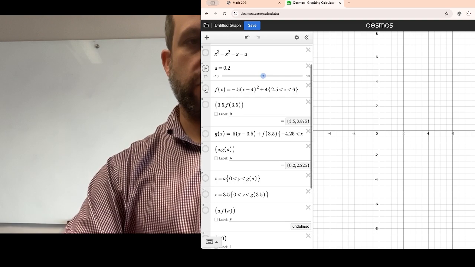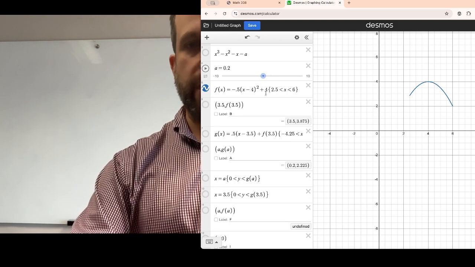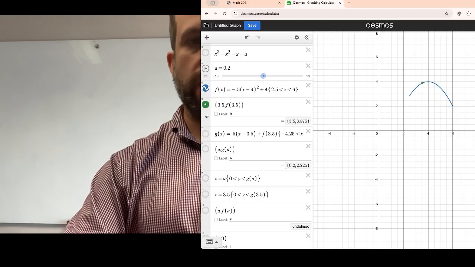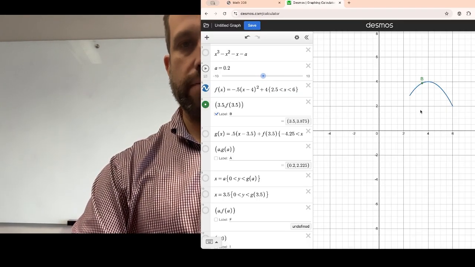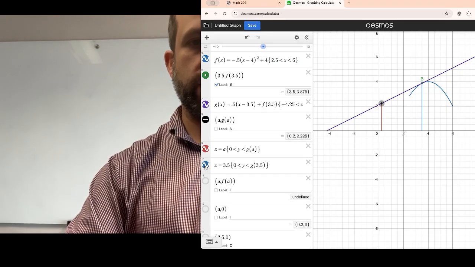I have this example here as just a generic curve. There's nothing special about this curve. It just looked like what I wanted it to look like. So we have this point B. We want to find the tangent at that point. Okay, so here's how we can do it.